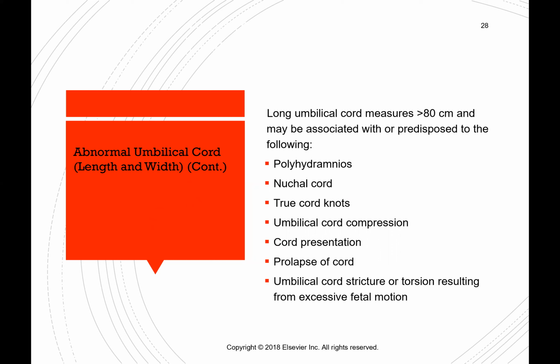Now, a long umbilical cord measures greater than 80 centimeters, and it may be associated with or predisposed to polyhydramnios, nuchal cord. Nuchal cord means wrapped around the neck. Also true cord knots, umbilical cord compression, cord presentation, prolapse of cord, and umbilical cord structure of torsion resulting from excessive fetal motion.